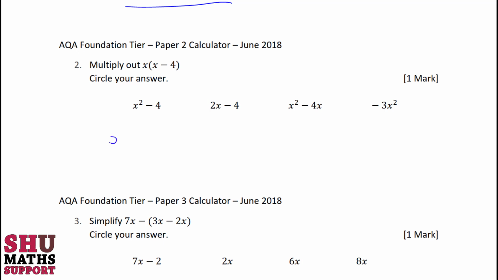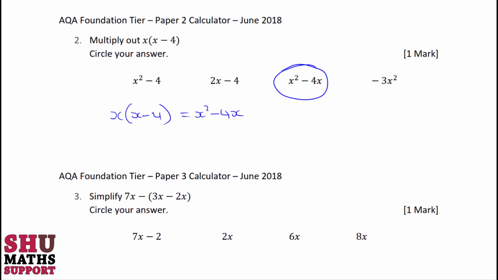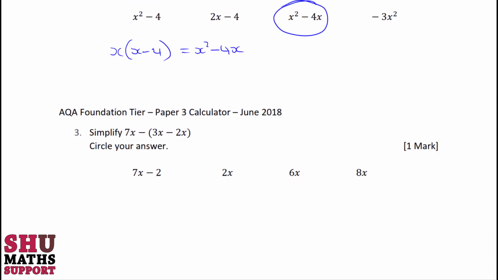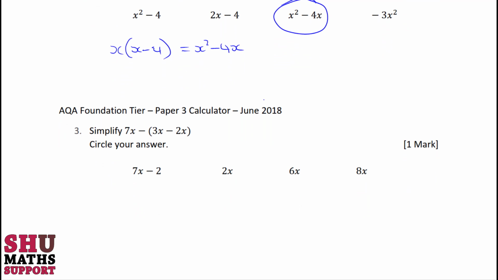So we'll take our x times (x minus 4) here, and then we want to do x times x, which is x squared, and x times minus 4, which is minus 4x. So that means that we have x squared minus 4x, and that's the third one in the list, so we'll just give that a circle. Now the next question asks us to simplify 7x minus (3x minus 2x) in brackets, and it's wanting us to circle our final answer. So we'll use the approach we usually do, so we have 7x minus, and then we'll treat it as minus 1, times by (3x minus 2x).